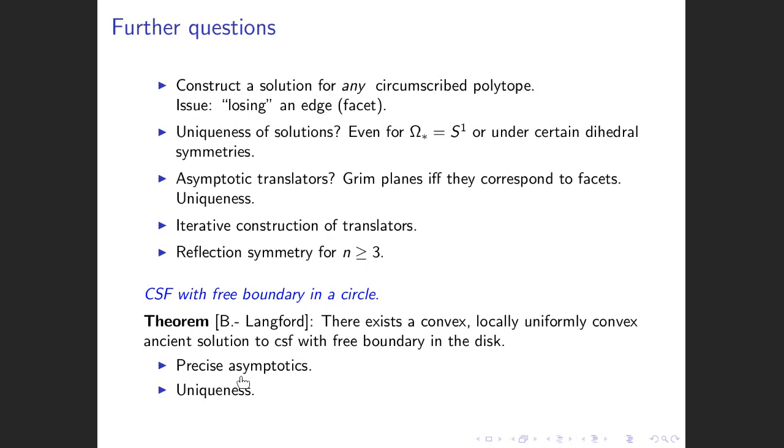We're still working on getting the precise asymptotics for this solution, so that we will be able to prove a uniqueness result. Okay, so thank you very much. Sorry, I said I'm going to be quicker than an hour, but I went 4 minutes over, so I'll stop here. Okay, thank you very much.